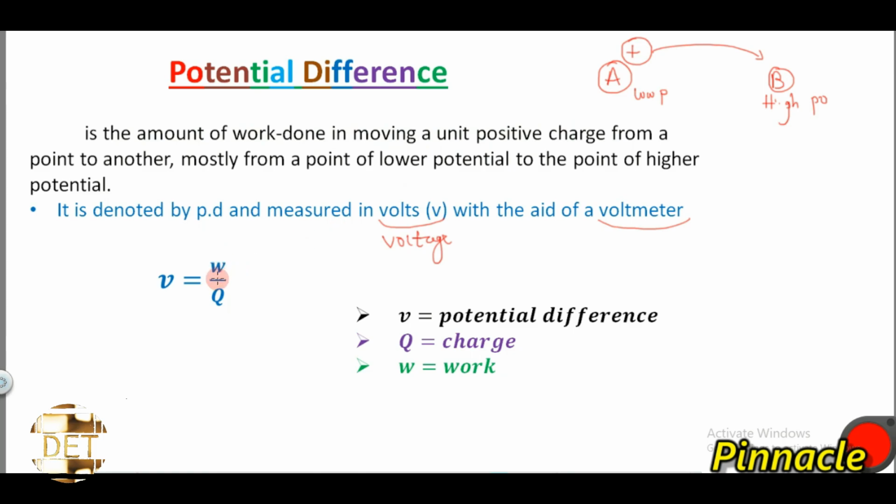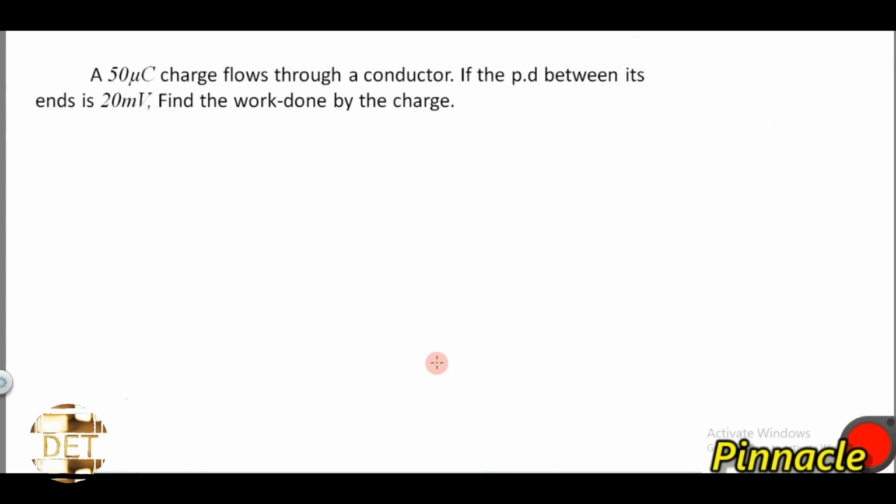So again, potential difference is the work done in moving a unit positive charge from one point to another, usually from a point of lower potential to a point of higher potential. So my potential difference V is equal to work done all over charge. So V is the potential difference, Q is the charge, and W is the work done, right? So you must know this. Learn the definition of potential difference and also know the formula. This is very important.